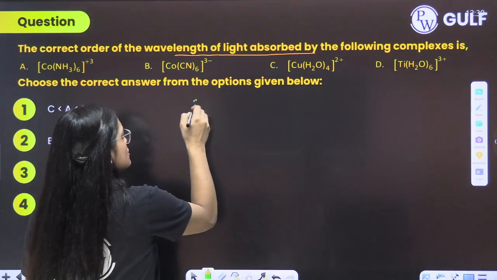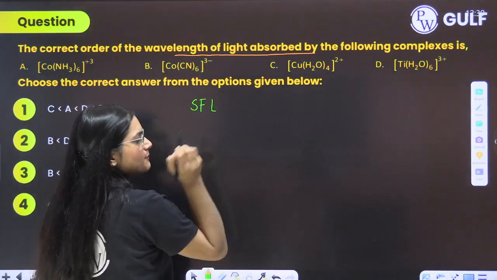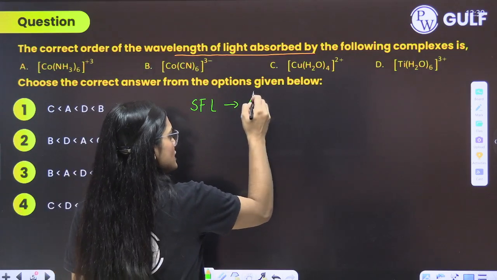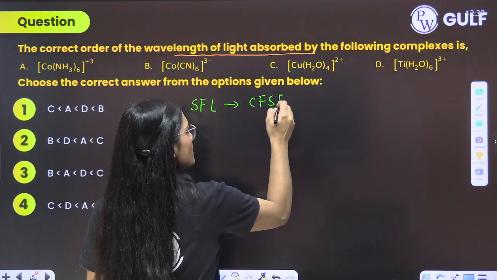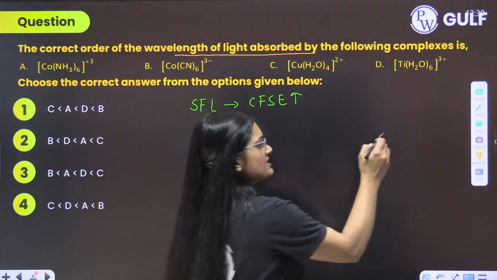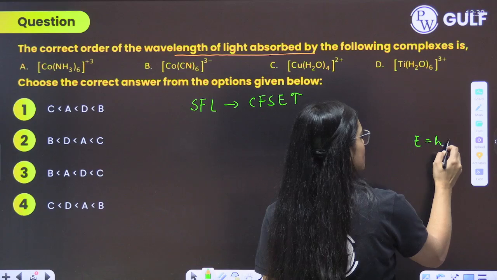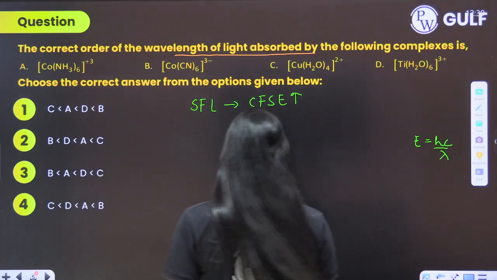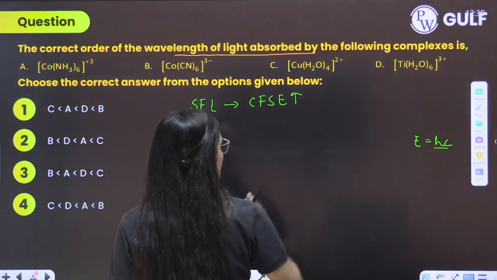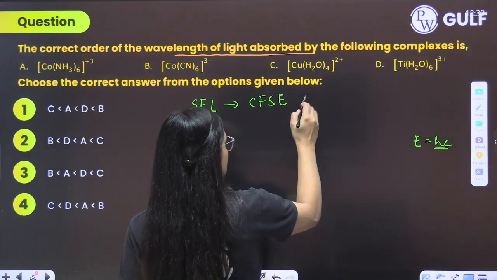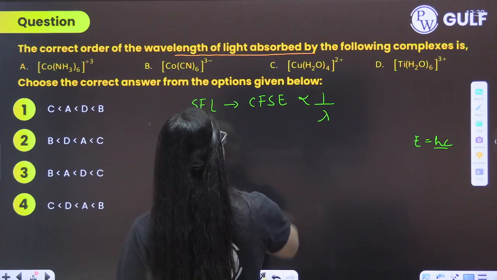If your ligand is a strong field ligand, in case of strong field ligand, your CFSE would be more. If your CFSE is more, energy has the formula hc upon lambda, so your wavelength would be less. So we can say that CFSE and wavelength are inversely proportional.